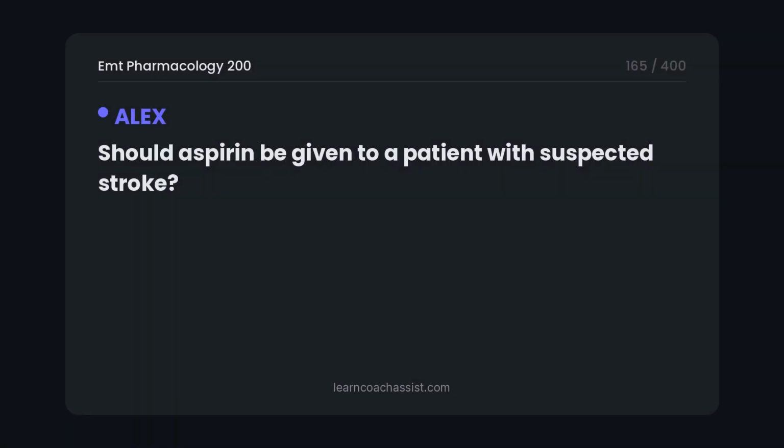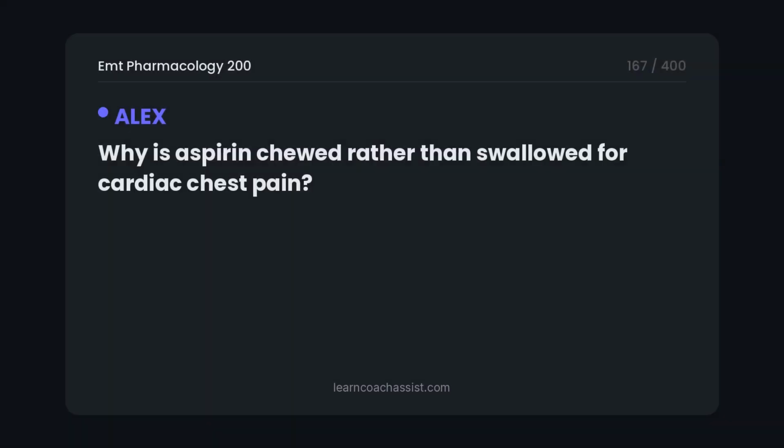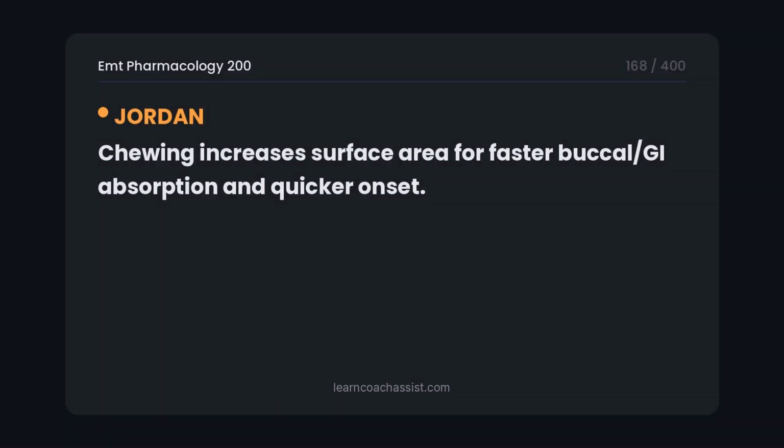Should aspirin be given to a patient with suspected stroke? No, aspirin is not indicated for suspected stroke by EMTs due to hemorrhage risk. Why is aspirin chewed rather than swallowed for cardiac chest pain? Chewing increases surface area for faster buccal/GI absorption and quicker onset.